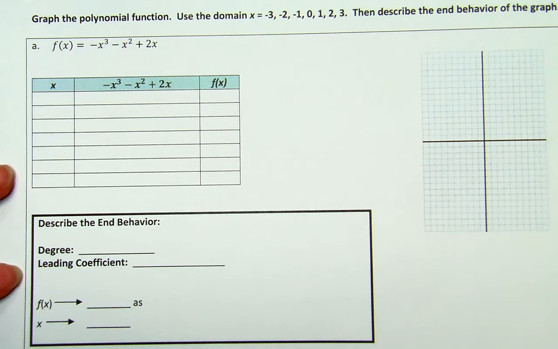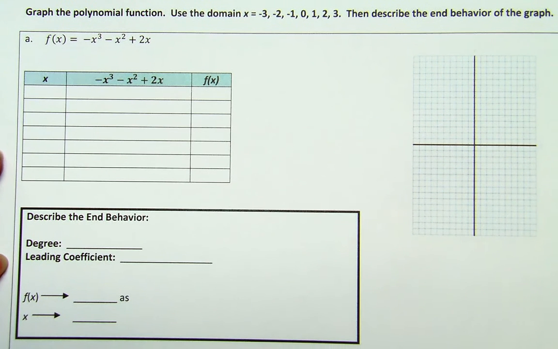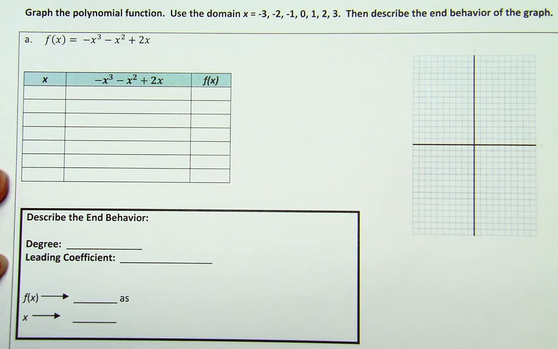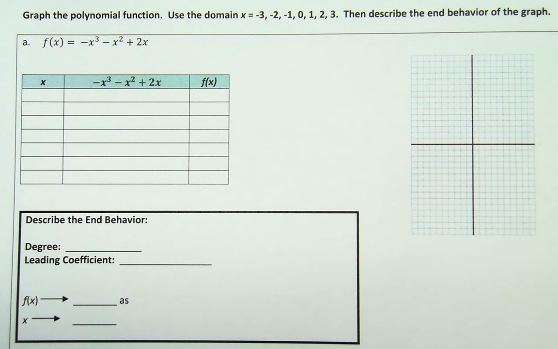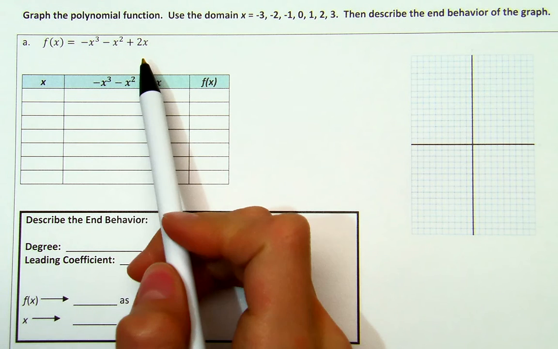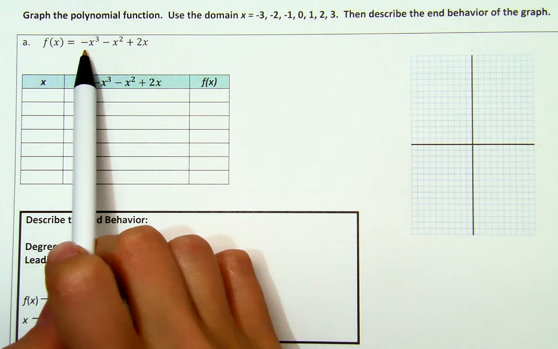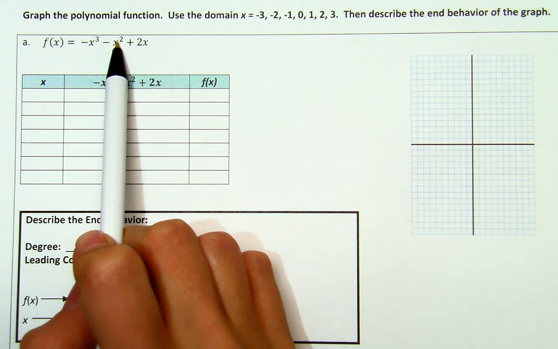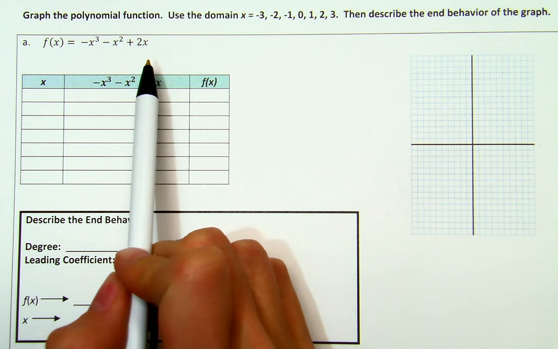And from the graph, describing what the end behavior is. So starting out, we're given, right off the bat, the polynomial function negative x cubed minus x squared plus 2x. The first thing I notice is that it's in standard form because I'm going in descending order with my exponents. So I'm already in standard form.